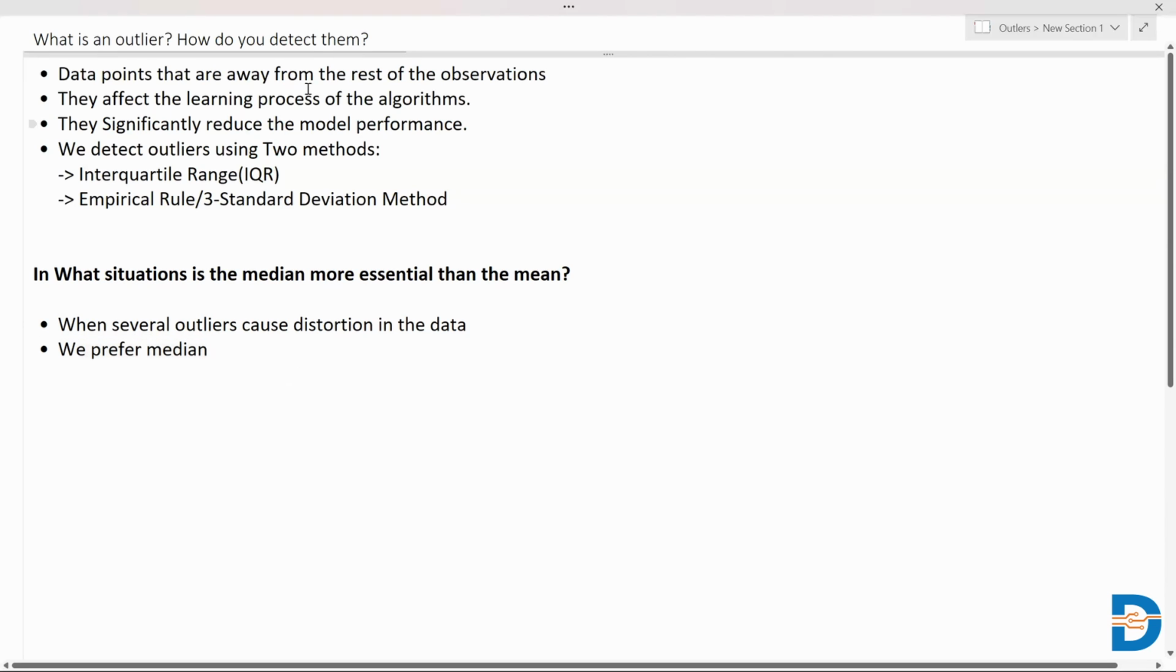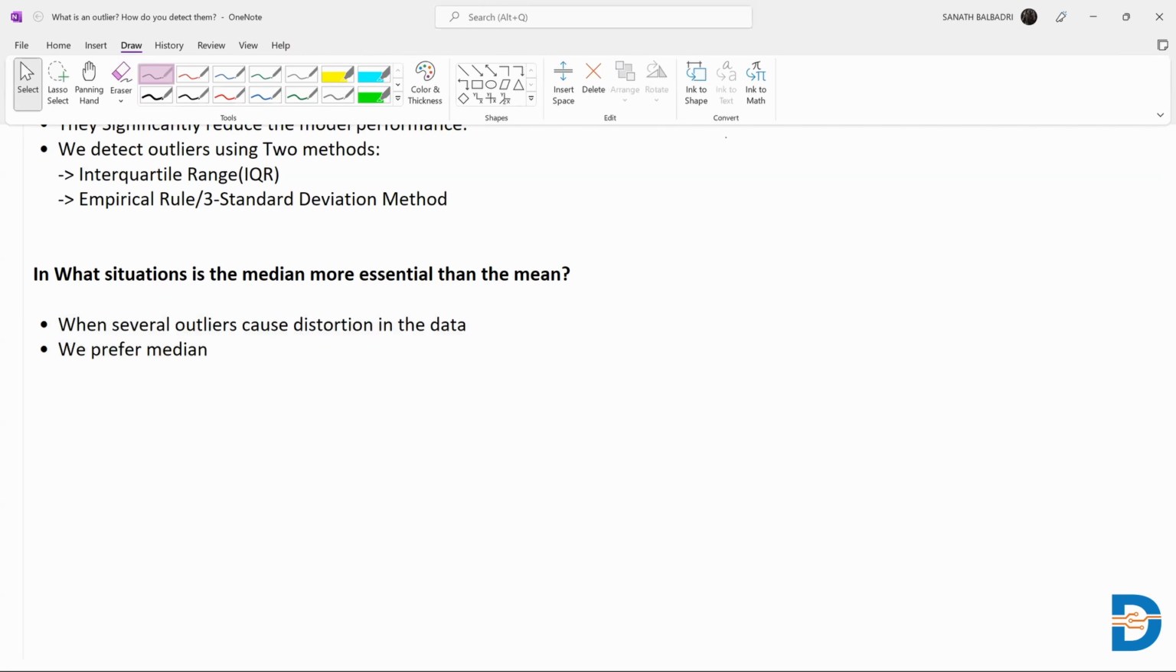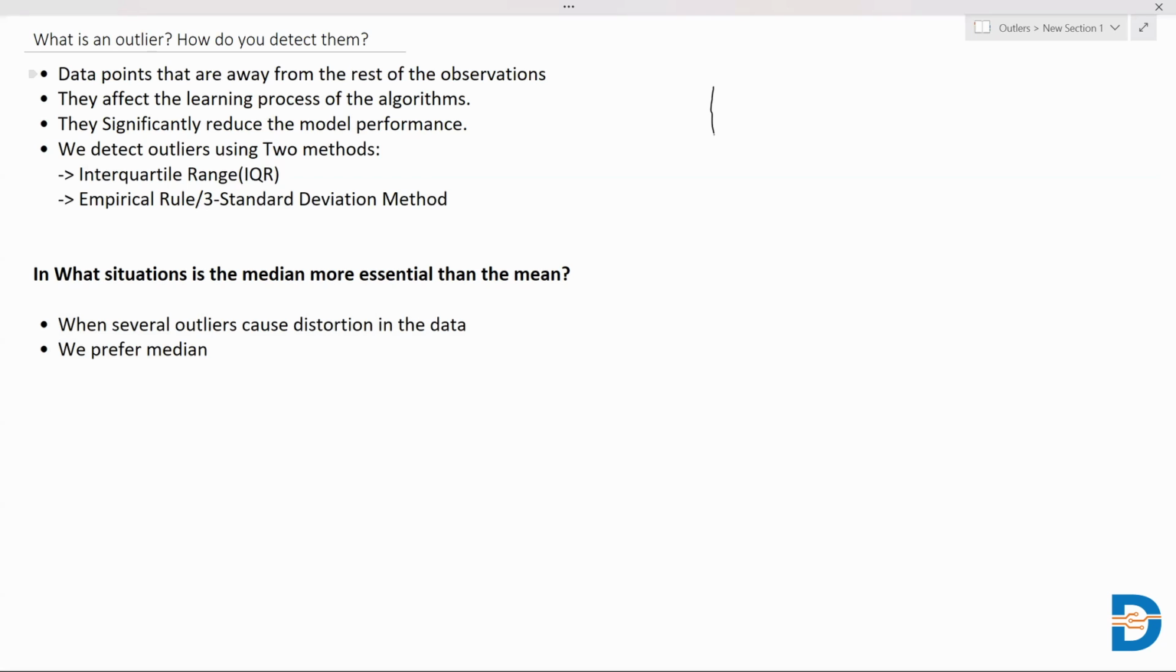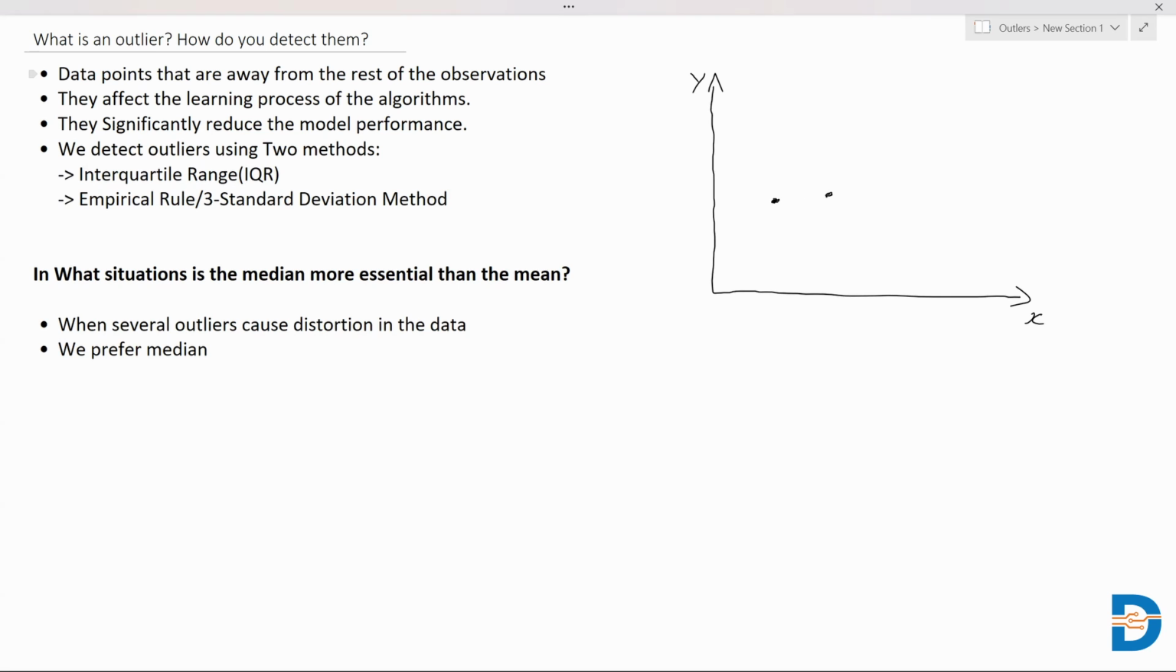As an example for your outliers, let's assume we have a scatter plot with two features, let's say X and Y. Let's say this is your normal range of data. This is where most of your data is concentrated. And then suddenly out of nowhere, you might have some data away from the range, like this. They're not part of your normal range, so they could potentially be outliers.